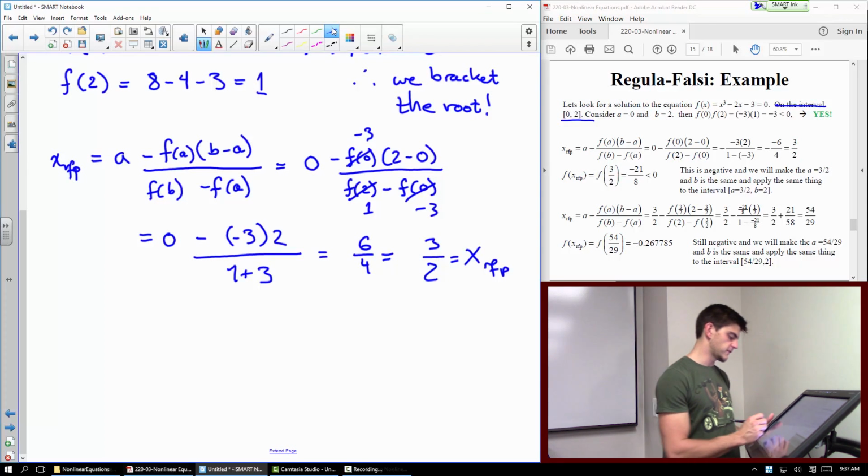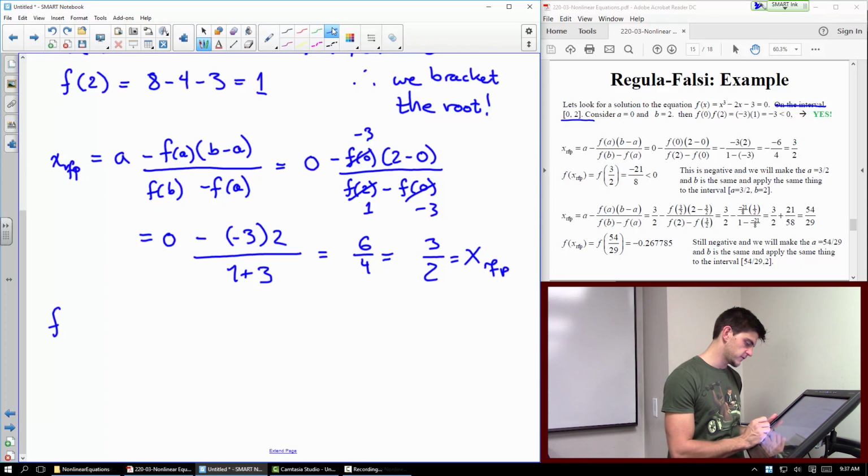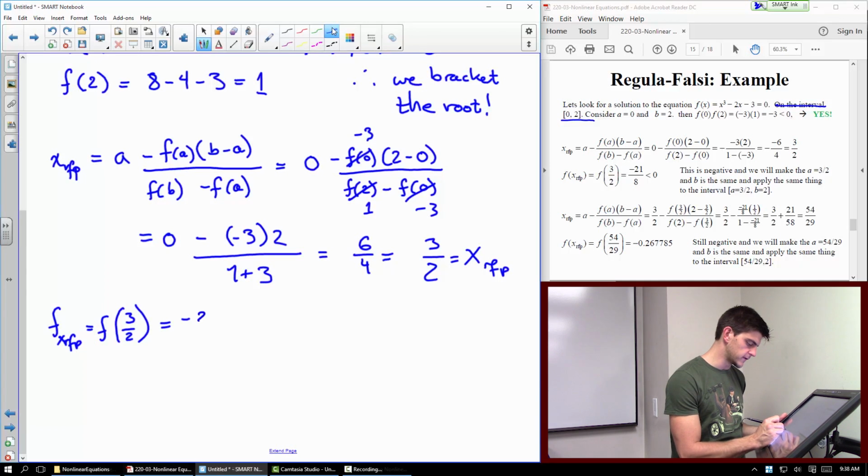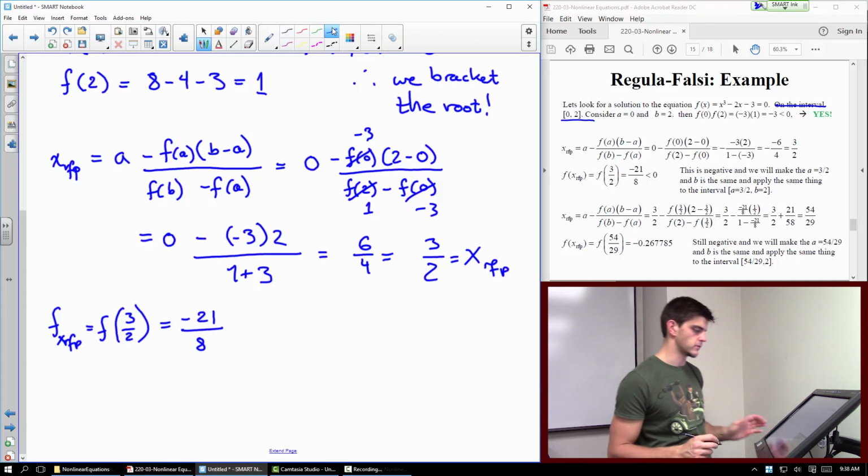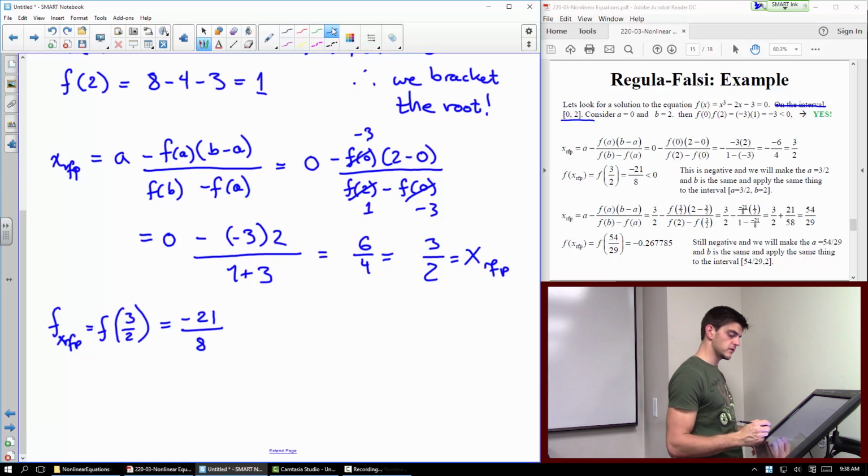Now we need to evaluate our function there. So f at x r of p is equal to f of 3/2, which equals -21 over 8. And I'm just grabbing that from the slides, which is a negative number.